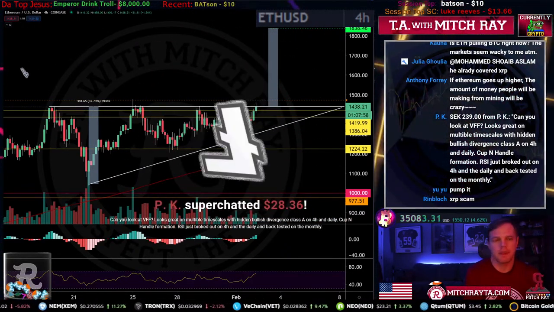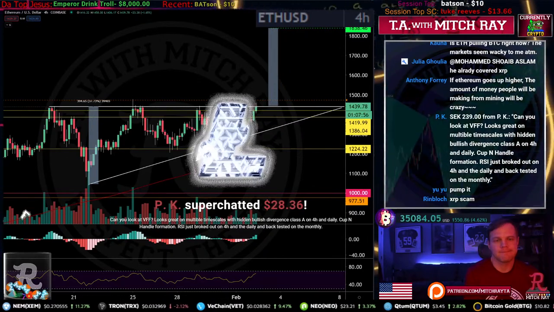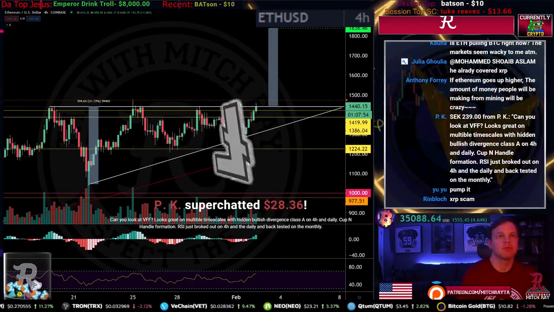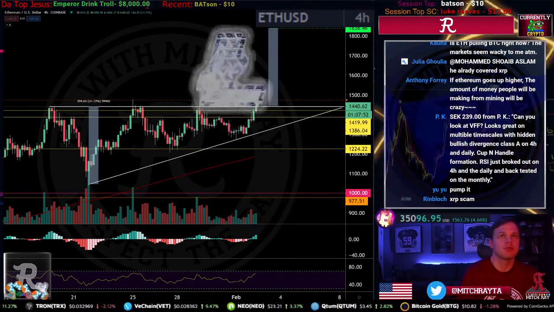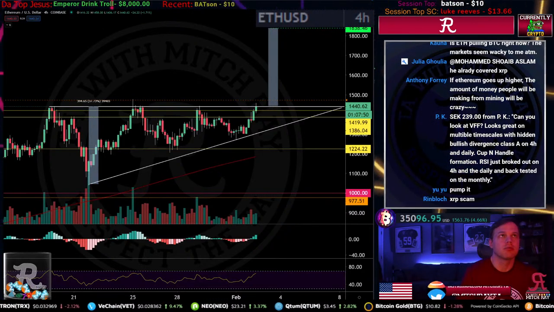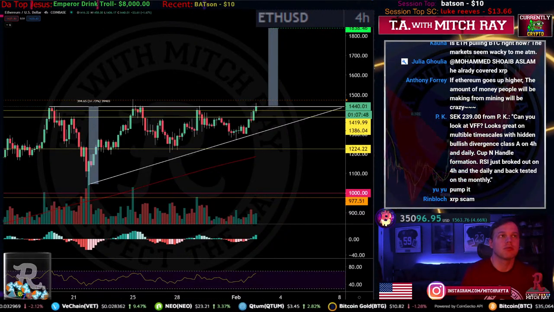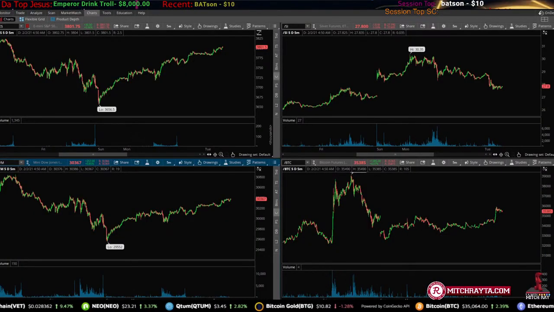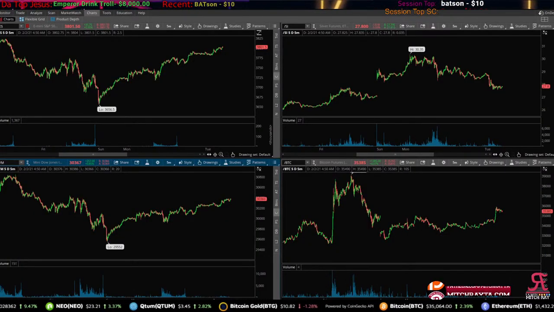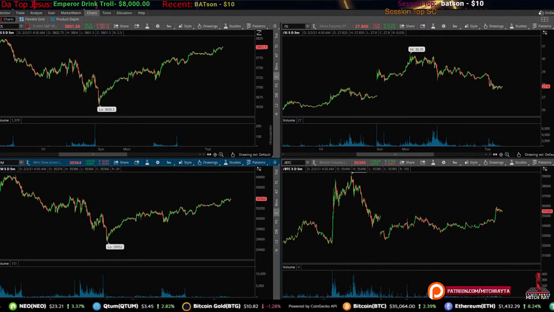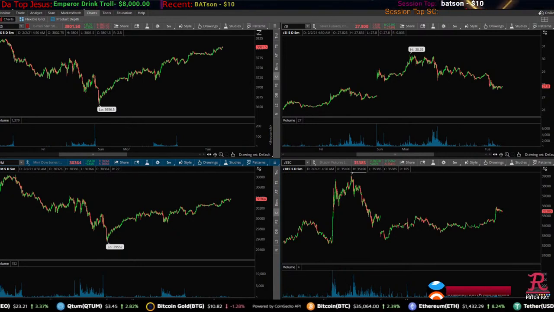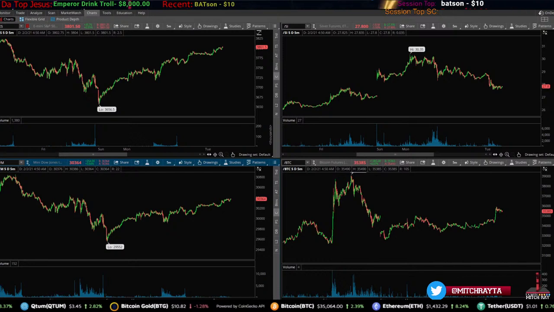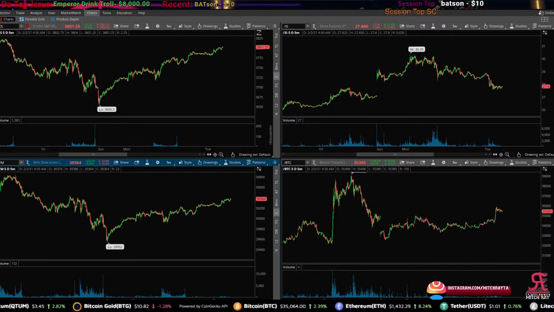Noise. Can you look at VFF? Looks great on multiple timescales with hidden bullish divergence class A on 4 hours and daily. Cup and handle formation. RSI just broke out on 4 hours and the daily and backtested on the monthly. And then comes Supercharged Village Farms, right? Yeah, dude, remember that? It was a meme like a year ago. Nice hidden bullish divergence board, dude.